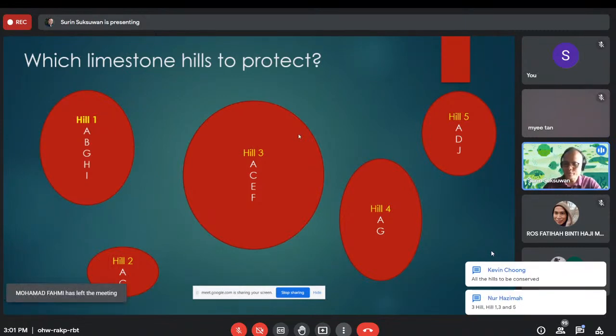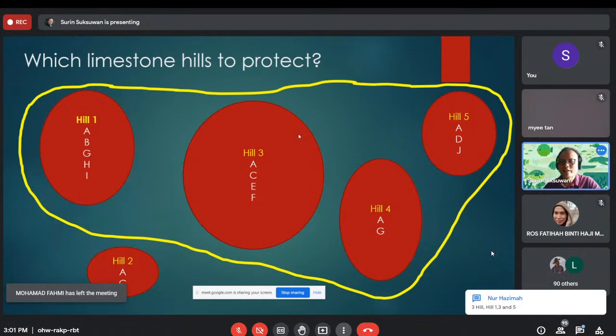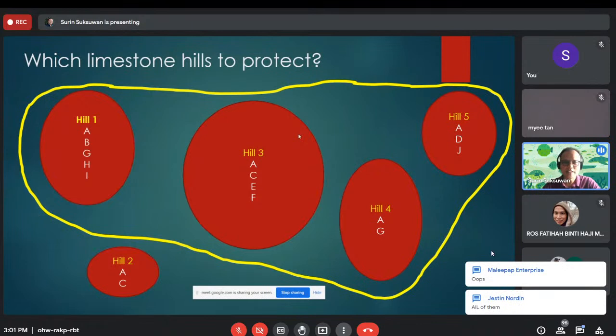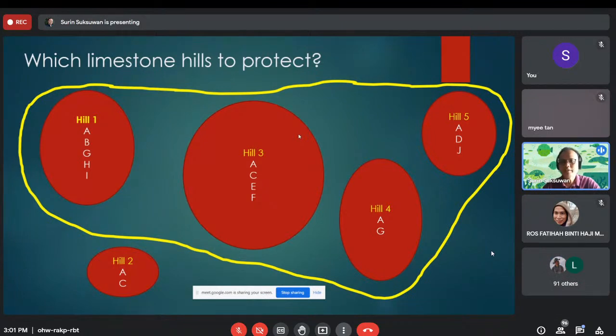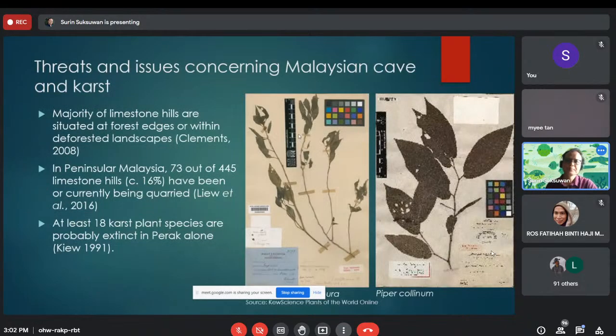So basically, I'm going to give you the answer now, right? You need to conserve all those hills except hill 2, because both species A and species C can be found elsewhere. Species A can be found on all the hills, and species C can also be found on hill 3. So if you really need to sacrifice one hill for quarrying or whatever, then it's got to be hill 2. Yeah. So you've got to understand how it works, right, with regard to the diversity of plants on different hills.